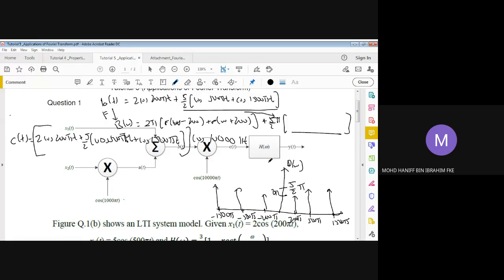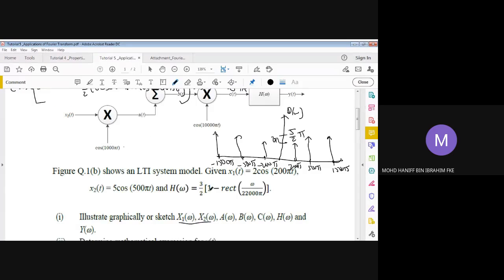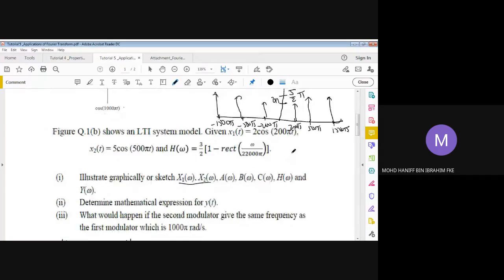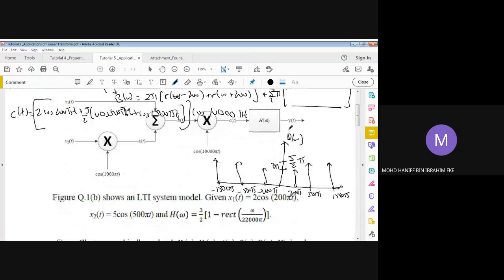H omega is given in the questions here, which is 3 over 2, 1 minus rect of omega divided by 22,000 pi. And the output of these filters will be the y(t) or Y omega. Okay, so before we can find the Y omega, we need to obtain the pattern of the filter frequency response of H omega, which will be based on this equation.